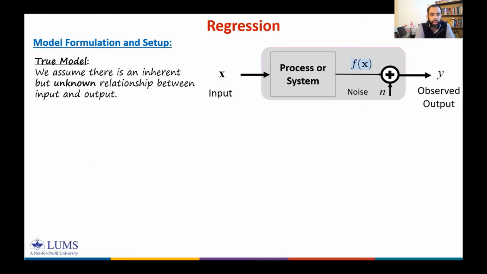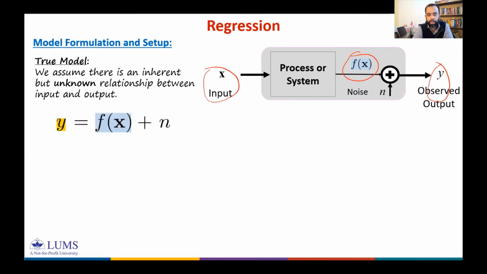We assume, as I said earlier, that there is an inherent but unknown relationship between input and output, and that is given by this f of x. But we don't have access to f of x. We have access to y, and we know what the input is. Mathematically it is simply given by y is equal to f of x plus n.